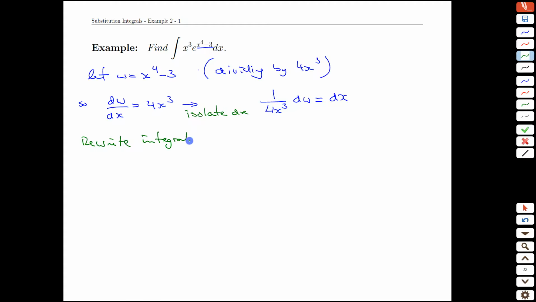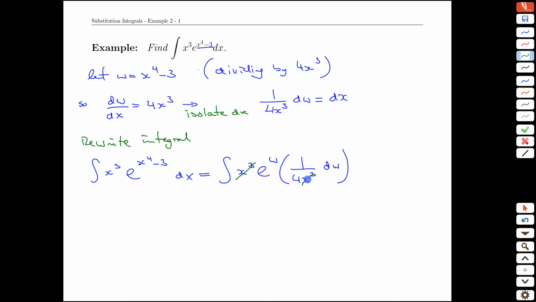Then we rewrite our original integral using our w's and dw's. The integral of x cubed e to the x to the 4 minus 3 is going to equal... We didn't come up with anything for the x cubed, we leave it as is. We did call the inside of the exponential w. That x to the 4 minus 3 is the entirety of that inside. And then the dx, that is the other thing that we created an equivalency for. The dx can be replaced by 1 over 4x cubed dw.